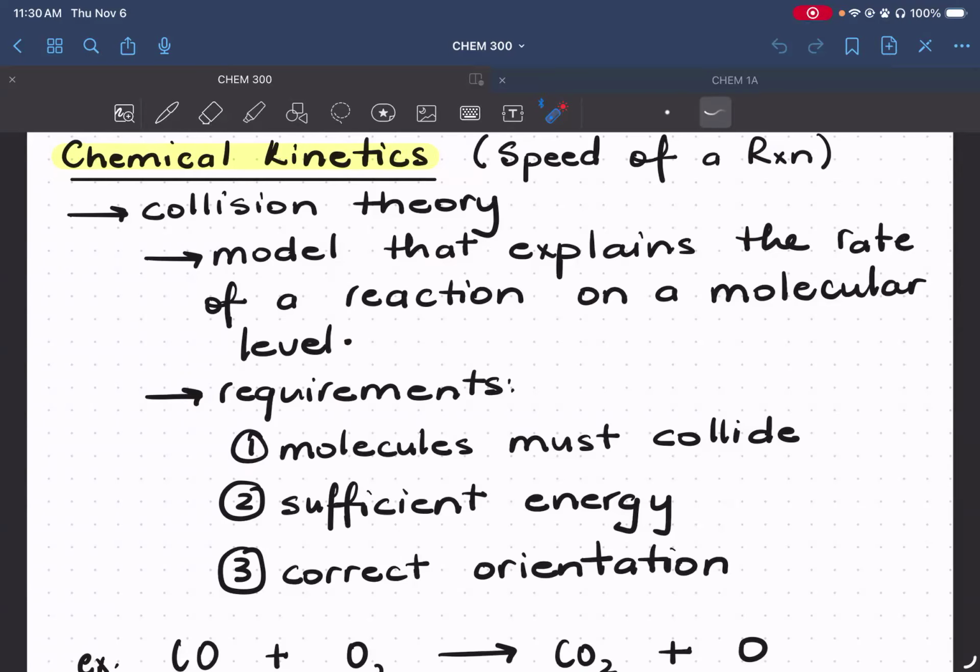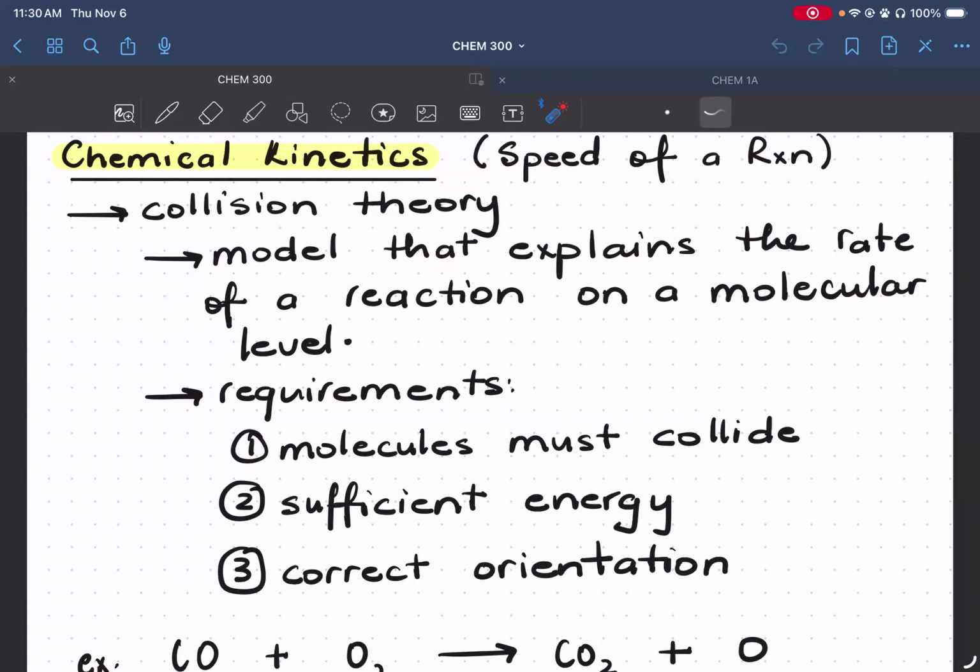Last class, we began our conversation on chemical kinetics, aka the speed of a reaction. Just to quickly recap what we covered, the theory behind chemical kinetics. Number one, chemical kinetics surrounds the theory of collision theory. Collision theory is a model that explains the rate of a reaction on a molecular level. As a model, it does have a few requirements.